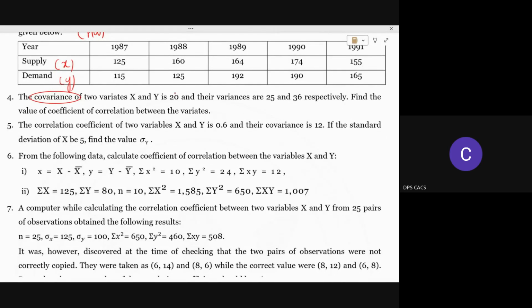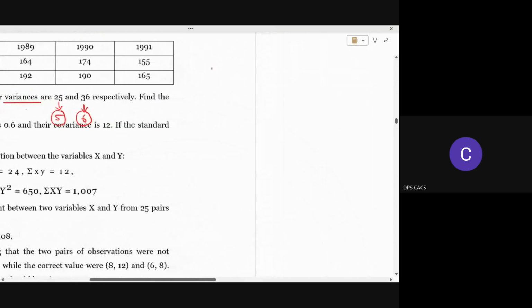So they have given me covariance 20. Sir, variance is given. Variance is what? Sir, variance is the square of SD. Variance is SD square. So what is my SD? 5, and what is my SD? 6. So we have got SD of X and SD of Y. We have got covariance and we should get the answer.